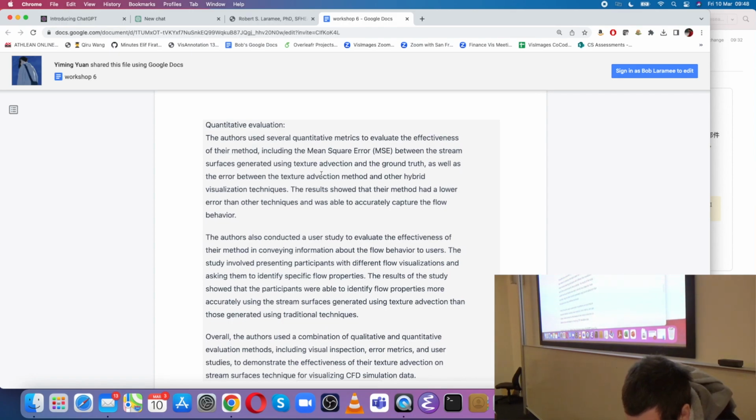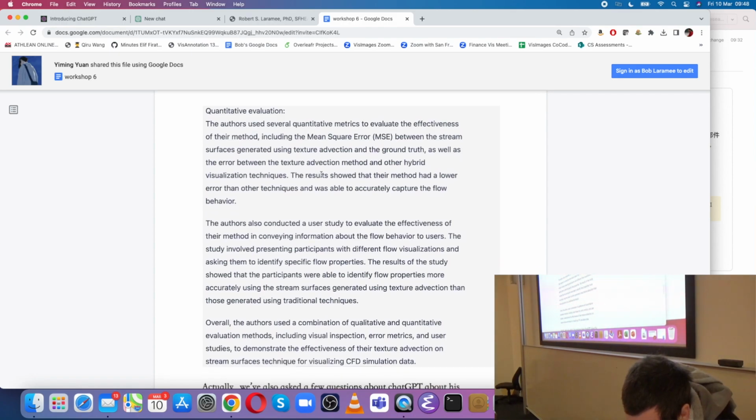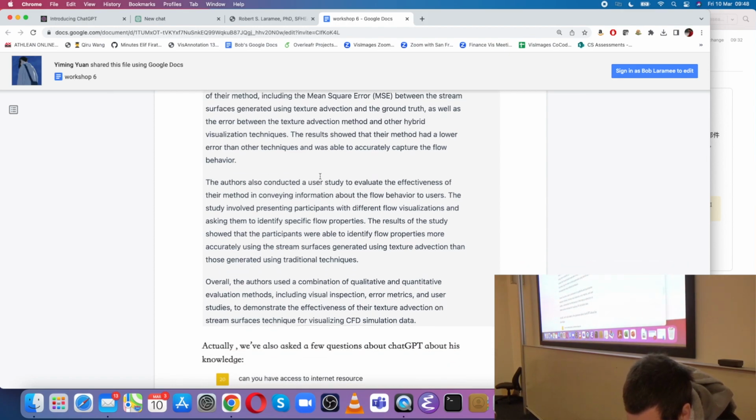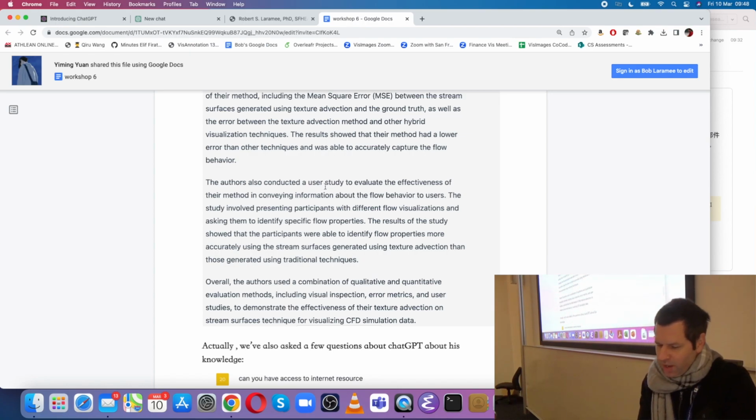Quantitative evaluation. Oh, I see. Not this one. This is incorrect, by the way. That's not correct. This is not correct either. So there was no user study and there was no statistical analysis.